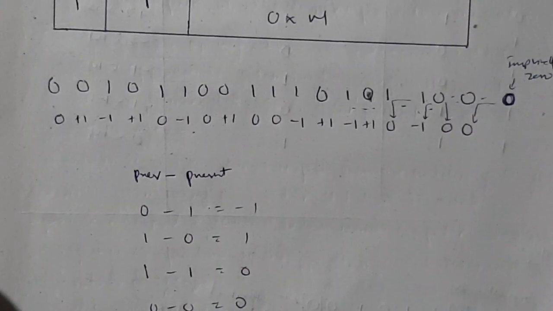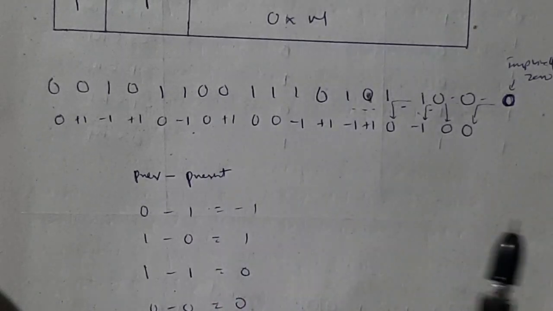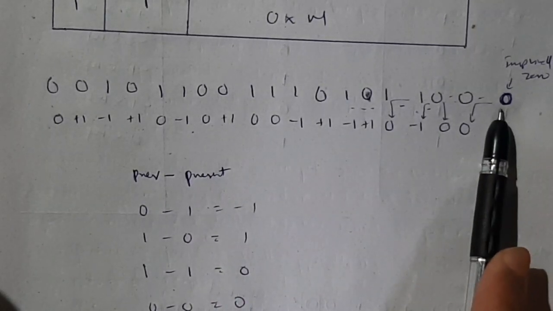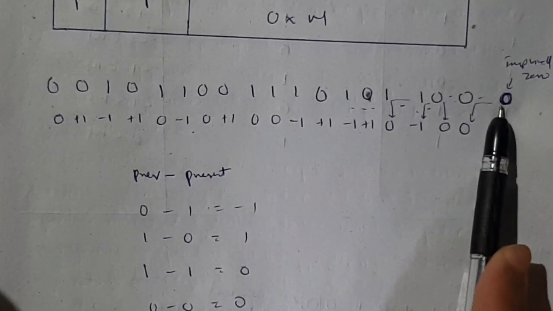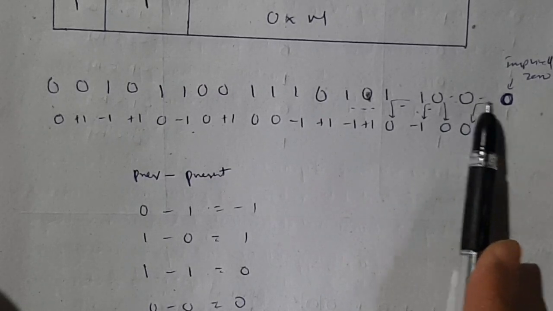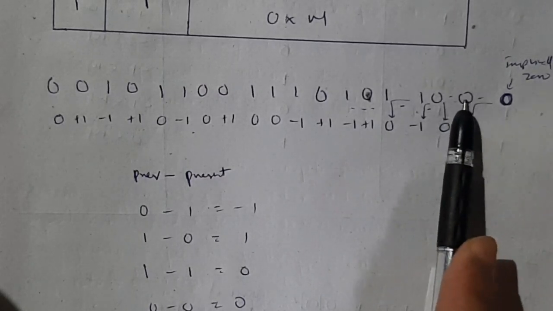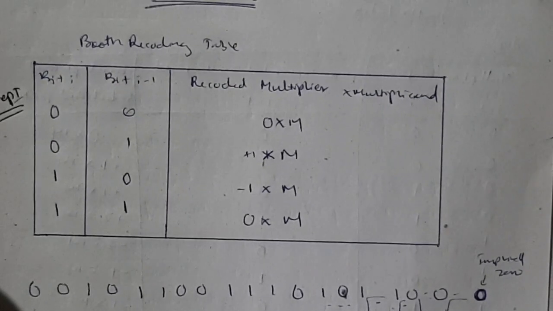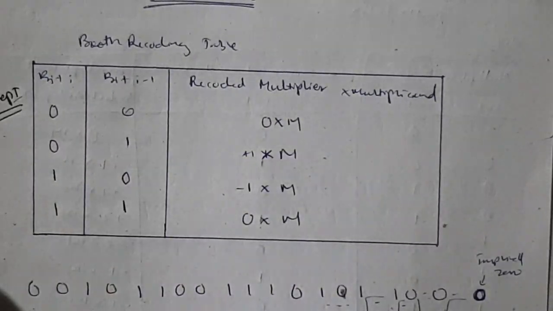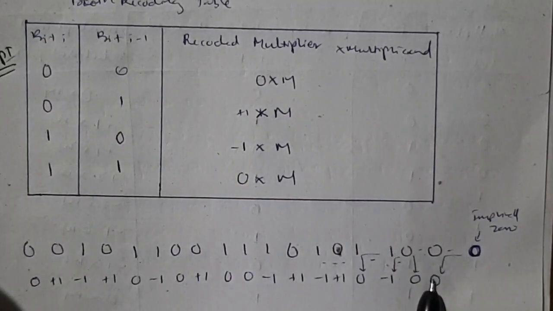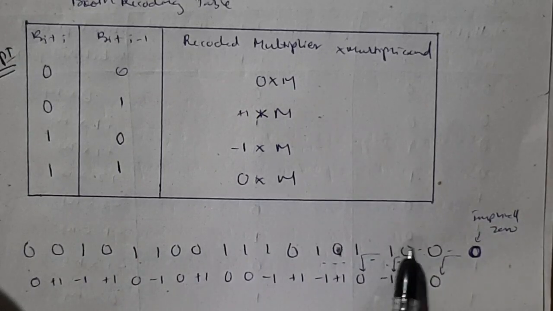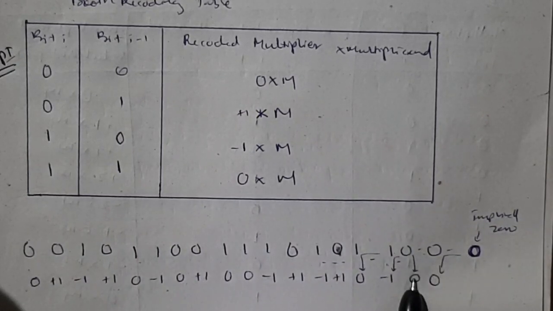Now see, suppose this is the bit given. You have to add a 0 here at the first one, before the number starts. Now compare these both, 0 and 0. For 0 and 0, it is 0 into m, which means 0 only, right? So it will be 0 here. Now again you will compare these both, 0 and 0, it will be 0.